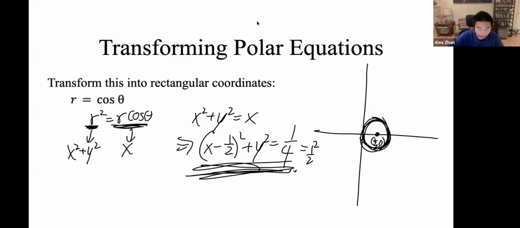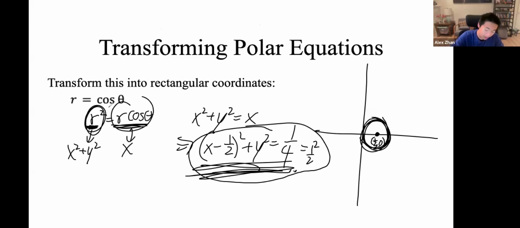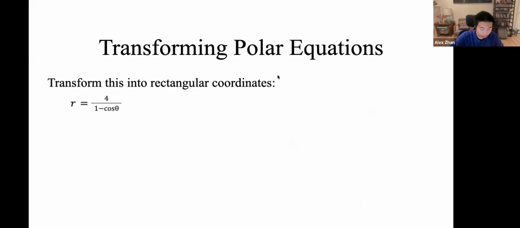Wait, but I hope you guys understand the main point is not about whether it's a circle or not. The main point is how you arrive at this equation. Basically, you have to multiply by r. You try to somehow turn r into some form of x and y. And in this equation, what we did was we turned it into some form of x and y by multiplying by r on both sides. But basically, you want to apply this method to polar equations. So I hope you guys understand this one. If you understand it, we can move on to the next.